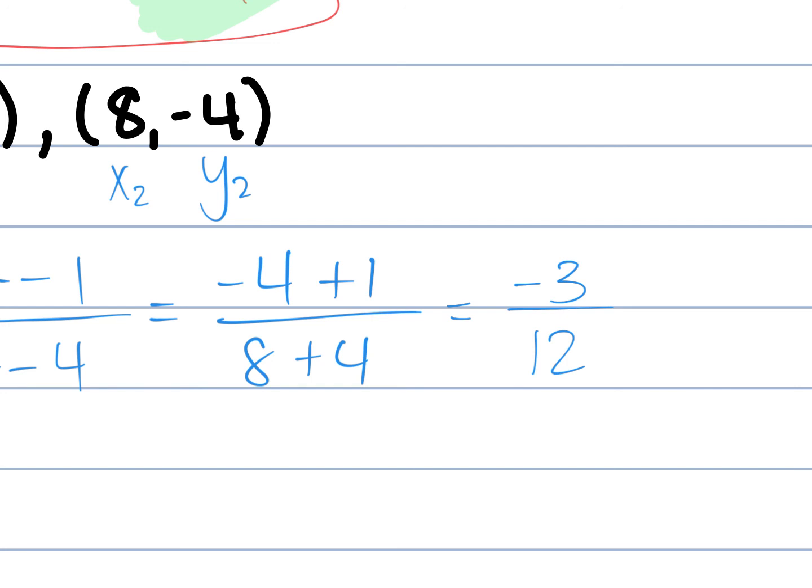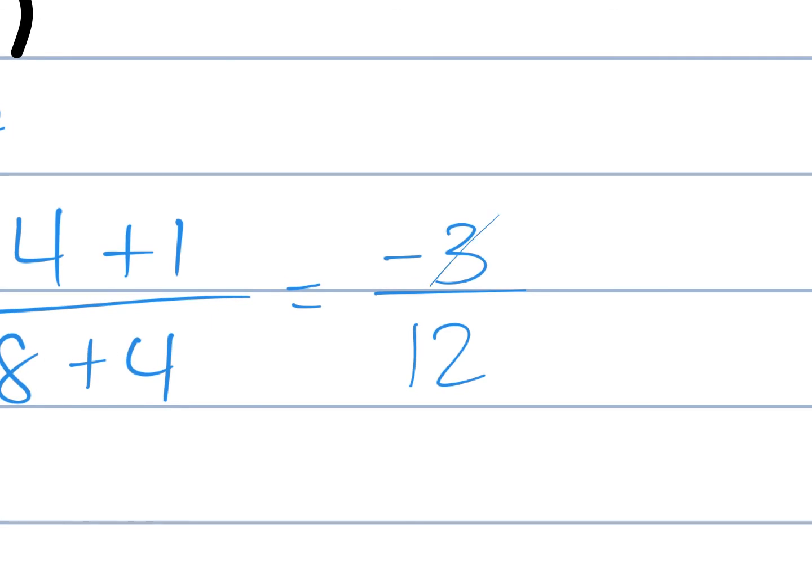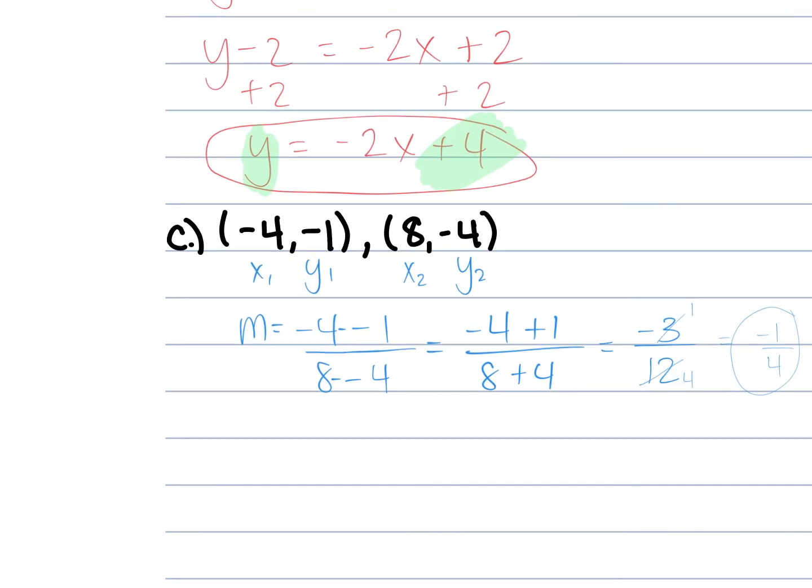Oh, 3 divided by 12. Correct. You can divide 12 by 3, but you can't divide 3 by 12. So it's going to remain a fraction. Do we understand that? So this 3 can divide by 3, you get 1. This 12 can divide by 3, you get 4. So we're going to end up with -1/4. Let's use the first point, -4, -1. And let's do y minus -1 equals -1/4 times x minus -4.